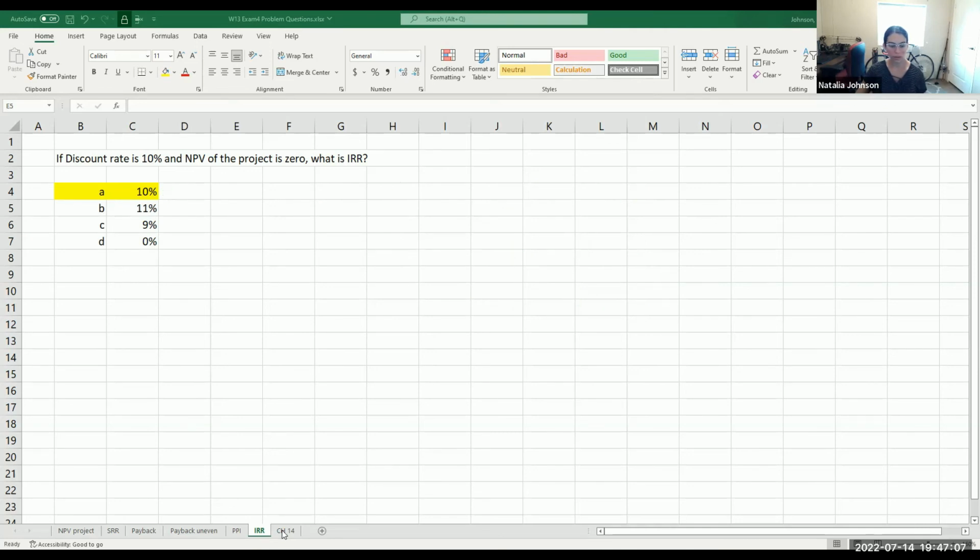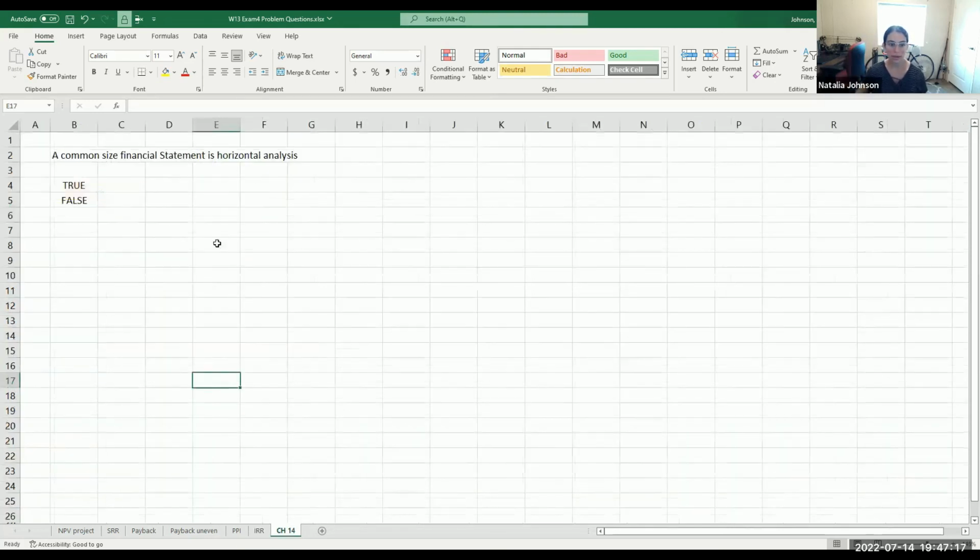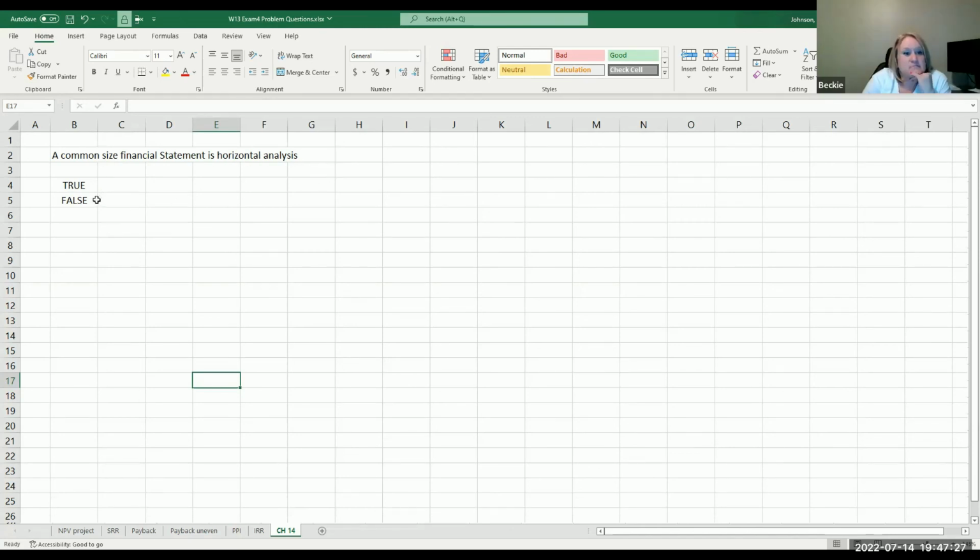And now I only have one question for chapter 14, because besides the whole question with a bunch of ratios, they might ask you a question like this one, but I think you already know the answer. So a common size financial statement is horizontal analysis, true or false? False. Yeah, just vertical. So I have one question on chapter 14.